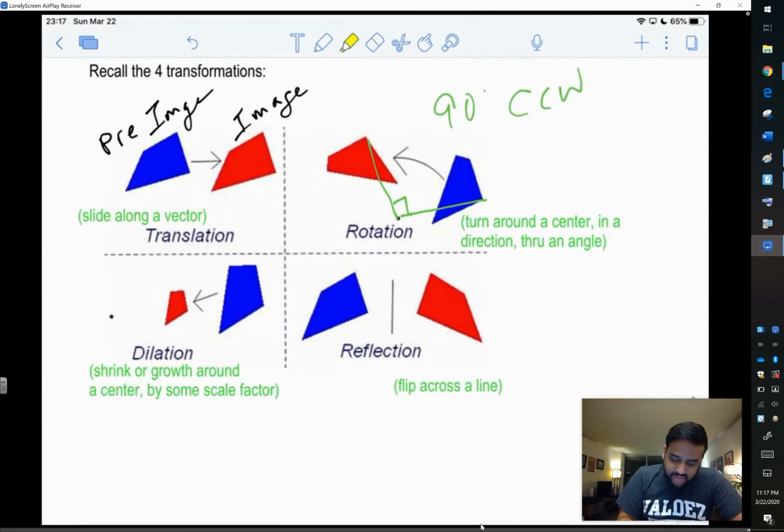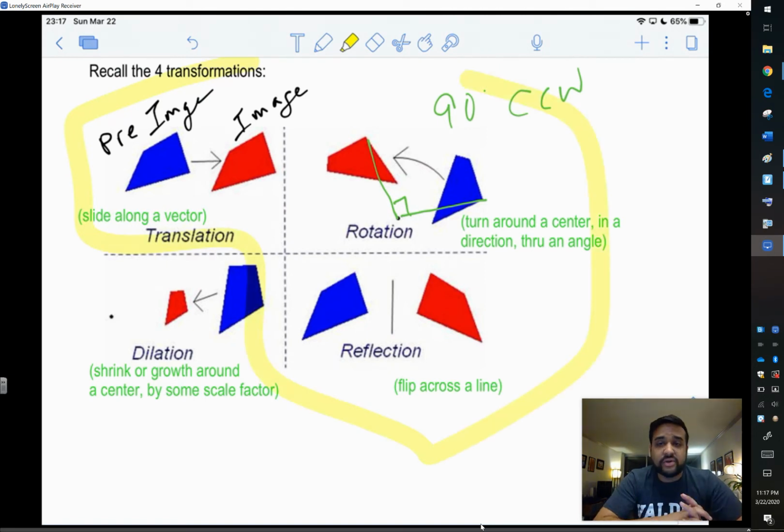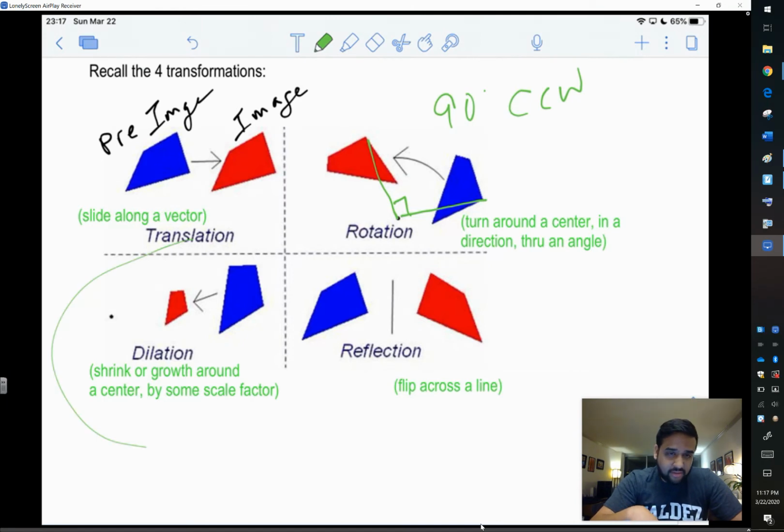So I skipped over dilation because these three are in a category called rigid motions or isometries. Again, these three are motions that maintain congruence. They make identical figures. The only one that's sort of an oddball is the dilation, which makes similar figures. So the pre-image blue and the image in red here in dilations are similar or proportional figures. Dilations also require a center of dilation, much like a rotation does. And you also have to have a scale factor. How much bigger or smaller is the new shape going to be?